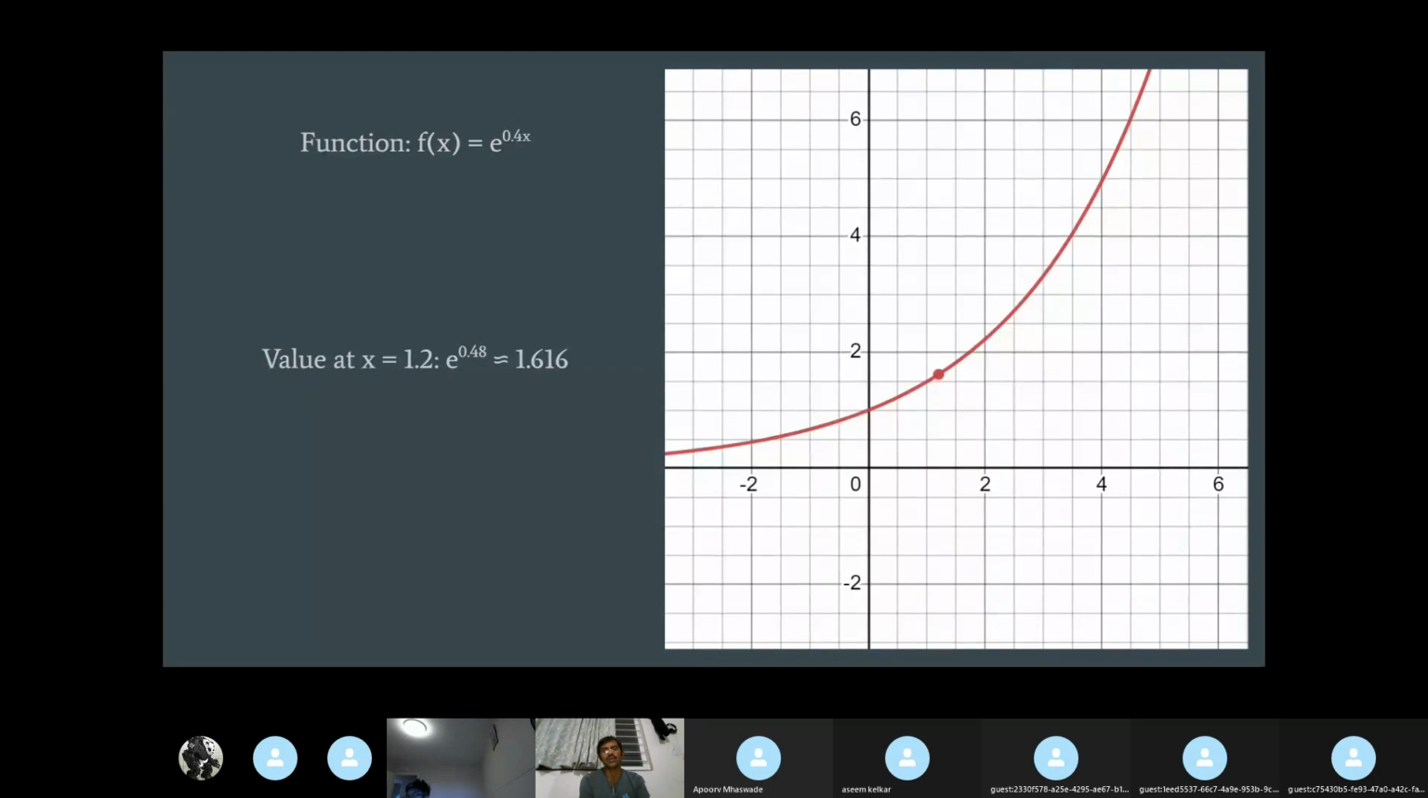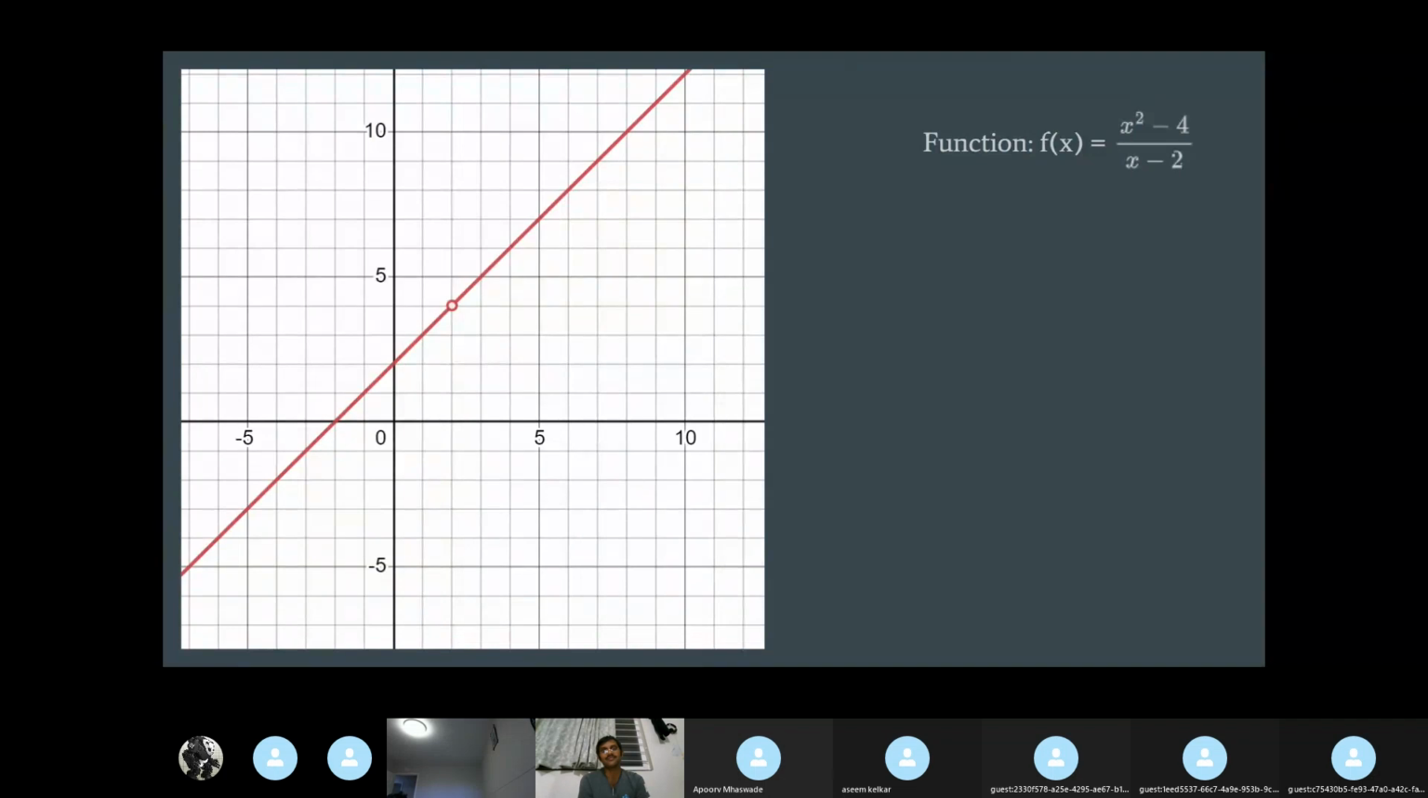So, Apurva, can we say that we are just lucky that the value of the function and the value that the function approaches as x approaches 1.2 are the same? Yeah, we can say that we're lucky because that does not happen all the time, for sure, as we can see in this example.